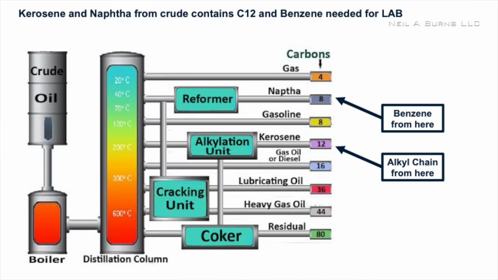So where does all this stuff come from? We'll see on the next slide that it comes from petroleum refining. And there's a couple of streams that we, as members of the surfactant industry, are interested in. The naphtha stream around C6 to C8. You're getting your benzene from there. And the kerosene stream coming out of the alkylation unit. There's the C12, average C11 to 13, alkyl chains that come from there. Stick those together, you get your LAB.